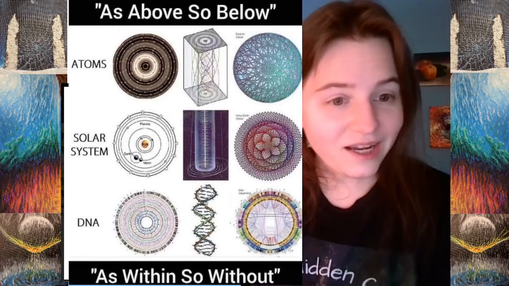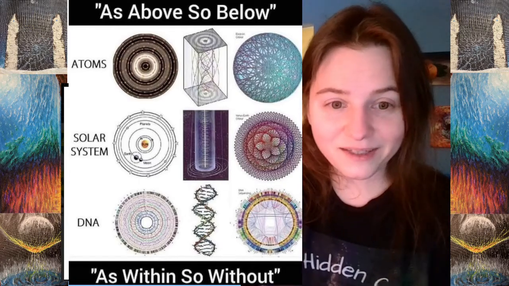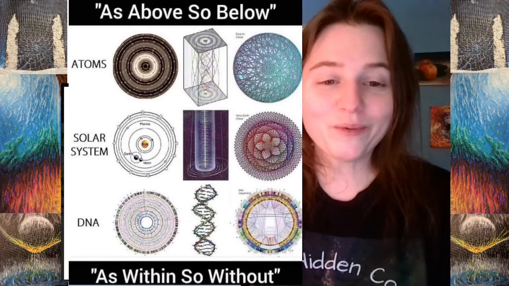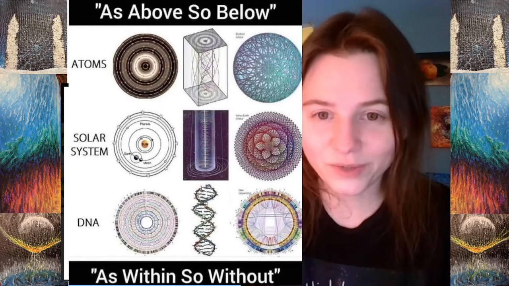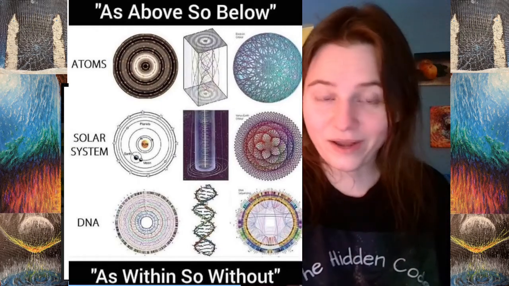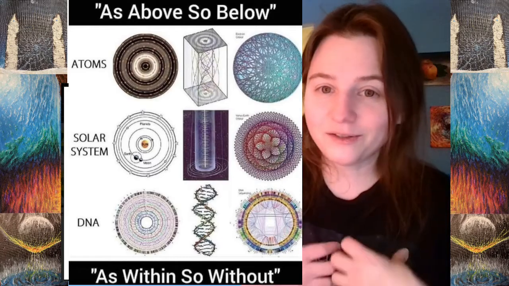And here we have DNA, and you can see the spirals. Again, same with the solar system. Same thing with the numbers, the alleles. We have the DNA expressions. As above, so below, and as within, so without.